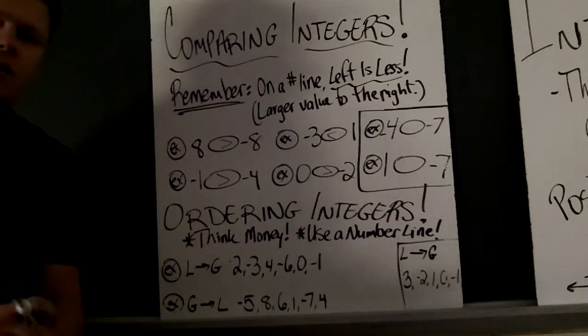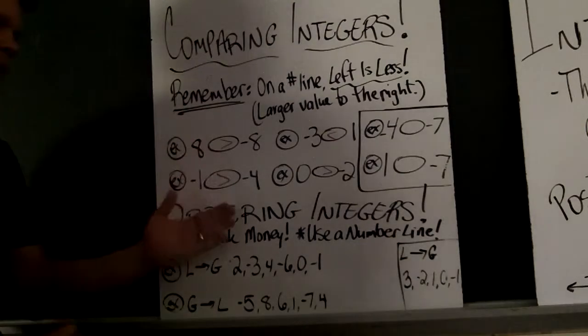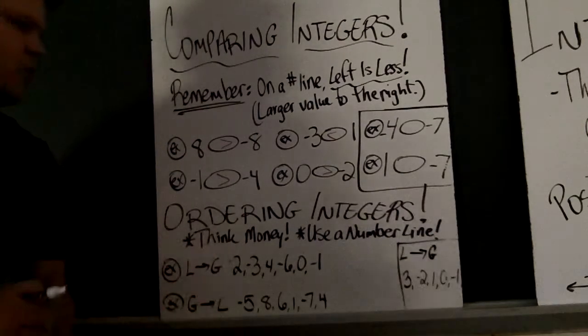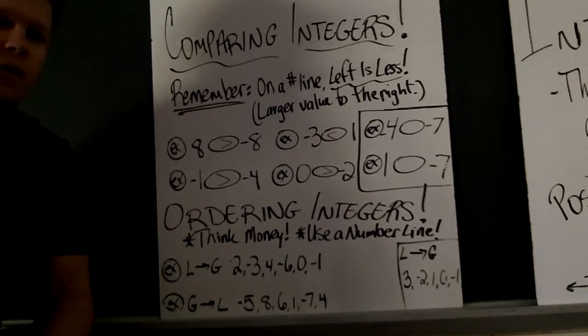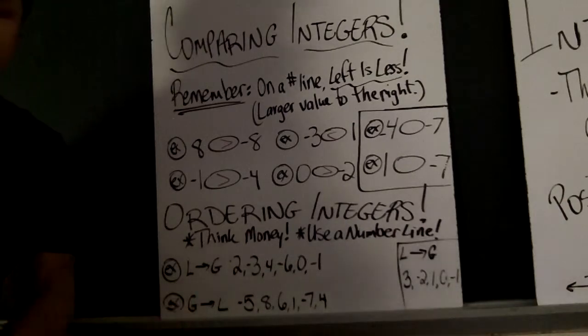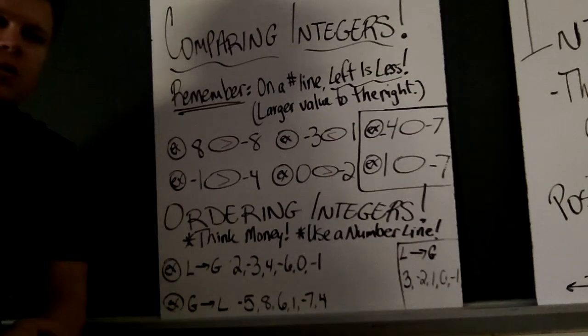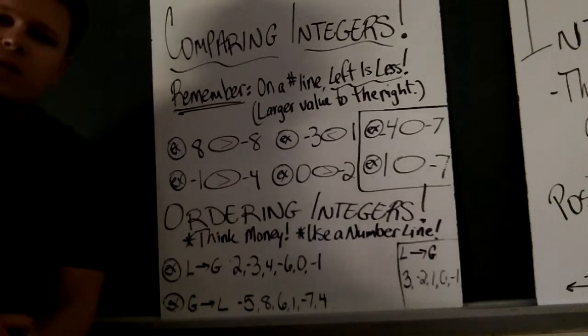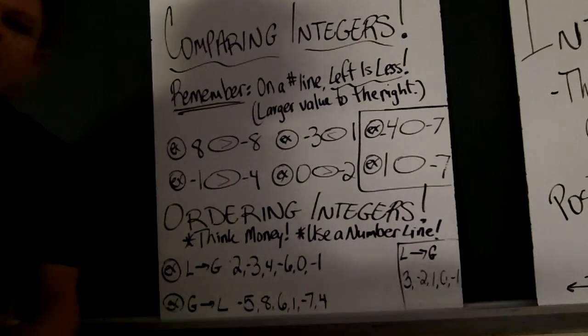When we order integers, we're doing very much the same thing as this, but instead of only dealing with 2 numbers, we're dealing usually with several. So they might be negative and positive integers. They might be all negatives. They might be all positives. But all in all, we have to put things in order according to whatever the directions say. It's going to be either least to greatest or greatest to least.